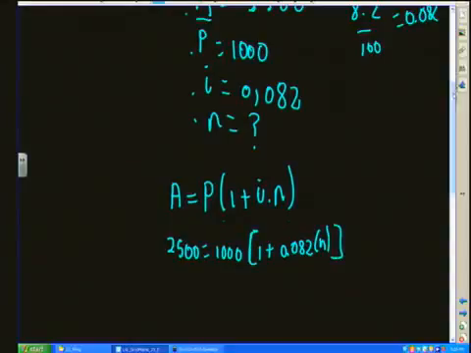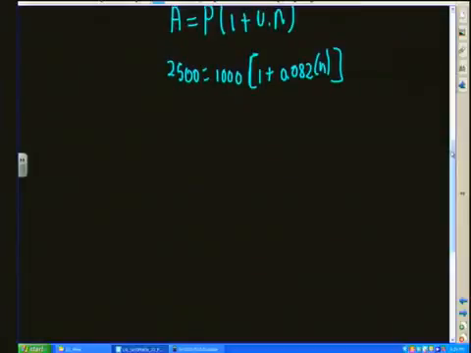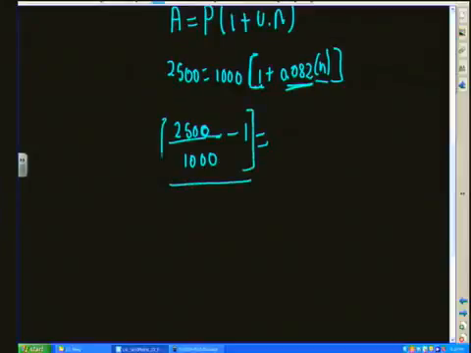Okay, so once again, we strip away from all the n, we get rid of all the other values, and let's get n by itself. So the first thing I'm going to do is divide both sides by 1,000. So it's 2,500 divided by 1,000. And we want to get rid of that 1 there, so we subtract it, and the left-hand side is equal to 0.082 times n. If I want to get rid of 0.082, I need to divide this whole thing by 0.082. So just changing the subject of the formula so we can get n by itself.